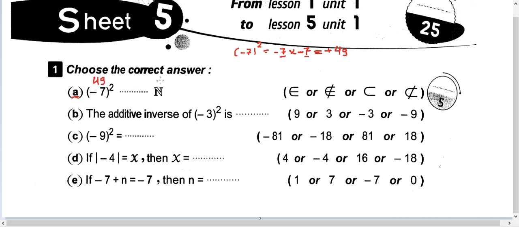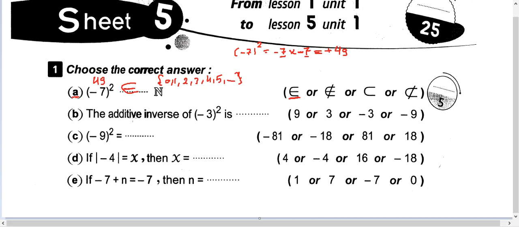And here we have natural number. What's the meaning of natural number? Here we have 0, 1, 2, 3, 4, 5, and so on. So here we have 49. If we count 0, 1, 2, 3, 4, 5, 6, 7, we can reach to 49. So 49 belongs to natural number. 49 here is an element, so we'll say belongs.